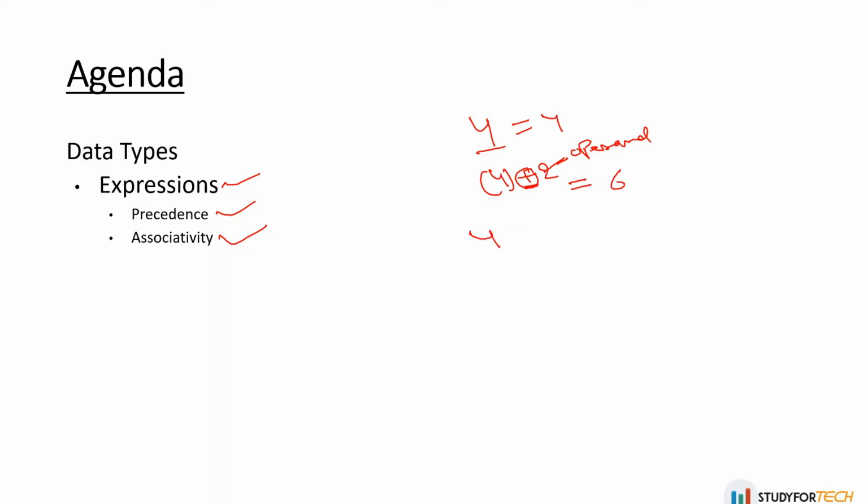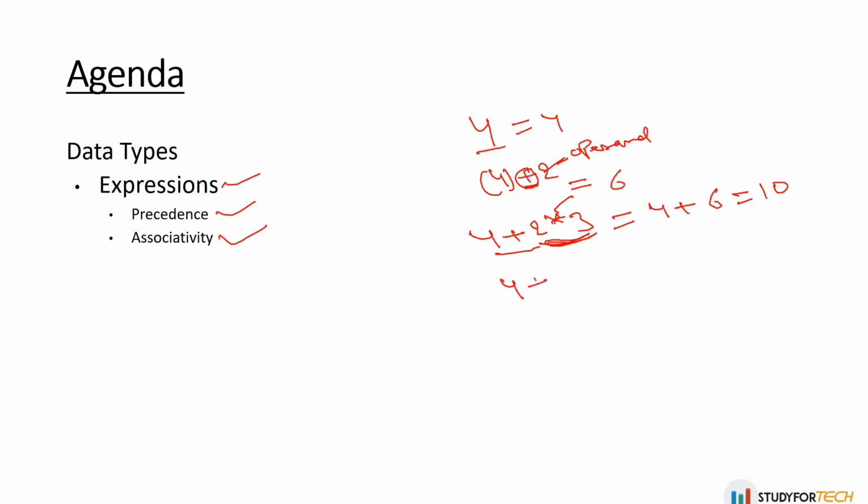Let's suppose we have 4 plus 2 multiplied by 3. What would be the output here? Here precedence comes into the picture, because we have to see which operator has higher precedence. Multiplication has a higher precedence, so this will be multiplied first and then addition will happen. So it is nothing but 4 plus 6, which is 10.